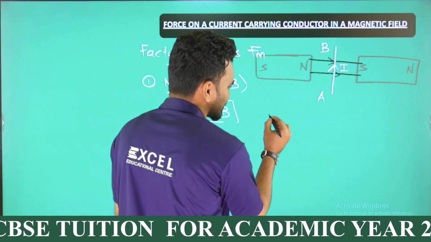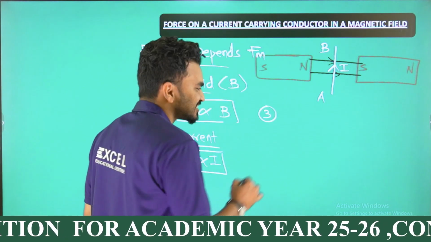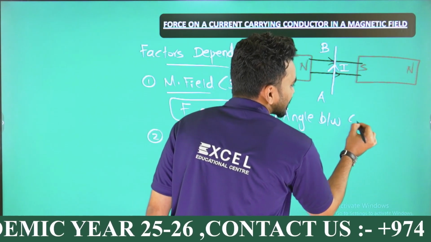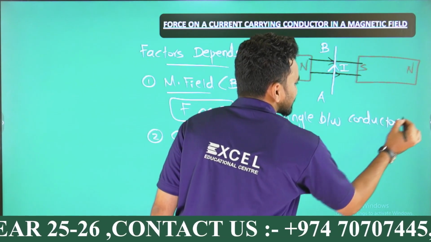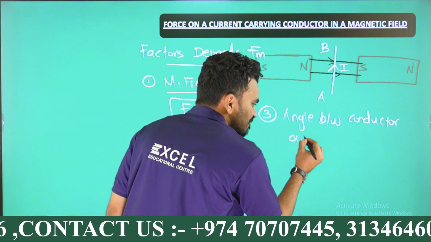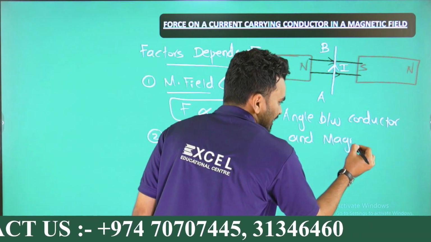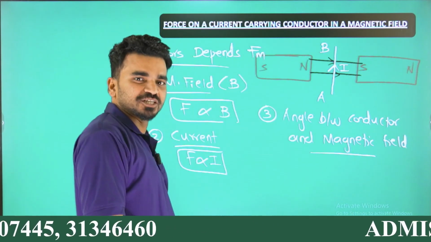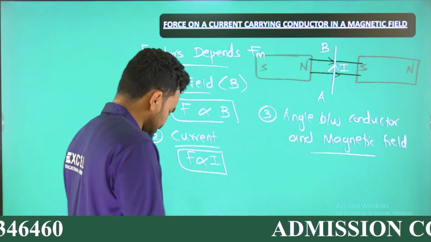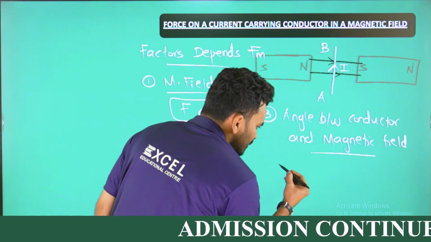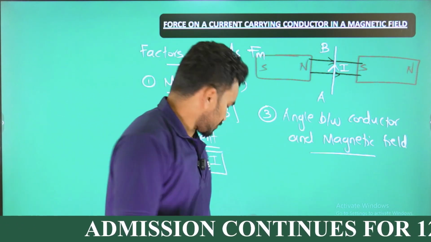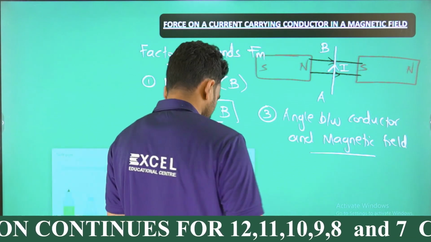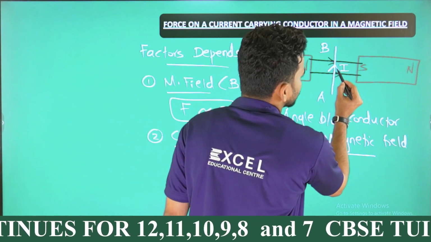And the third and most important factor is the angle between conductor and magnetic field. This is also an experimental observation. I will tell you what it means. Listen carefully. What's the meaning of angle between the current carrying conductor and magnetic field? You can see here, this angle between conductor and magnetic field.